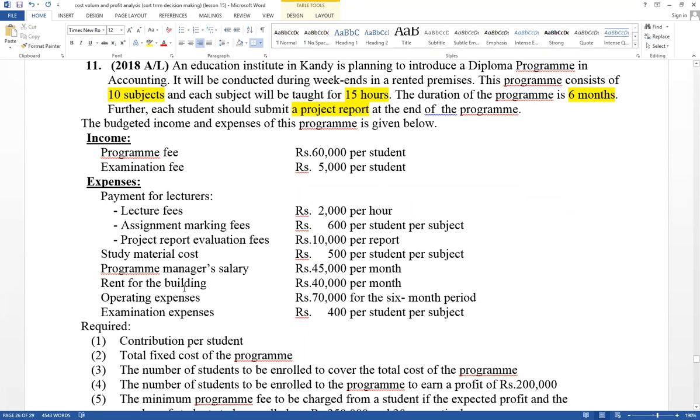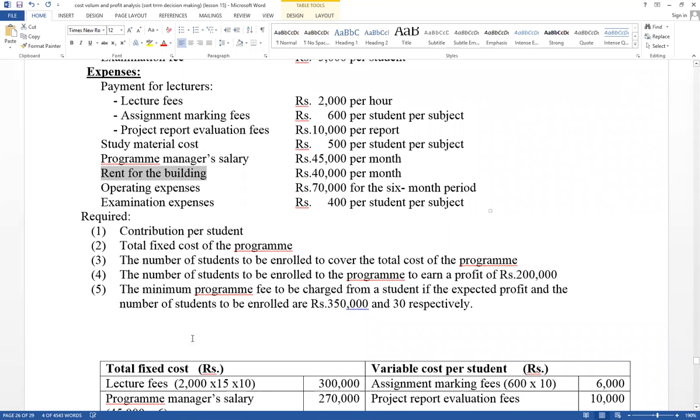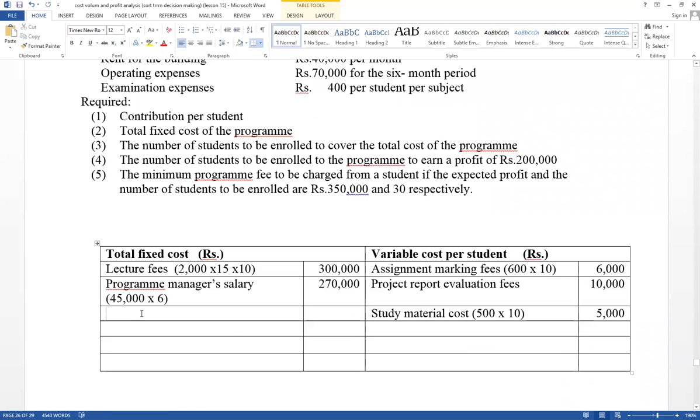And rent for the building is also given, 40,000 per month. There are 6 months available. It is not given per student and does not vary with the number of students. Therefore, rent expense is also a fixed cost, but multiply by 6 to get the total value. Therefore, rent expense: monthly value 40,000 into 6 months. Therefore, the value equals 240,000.